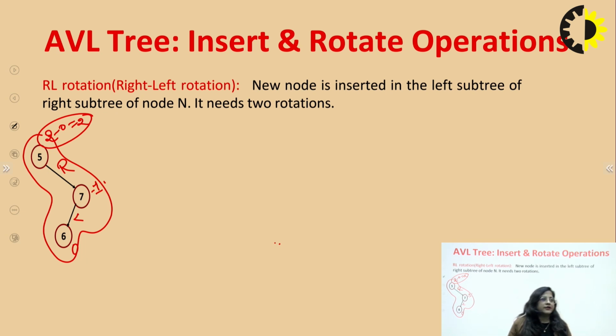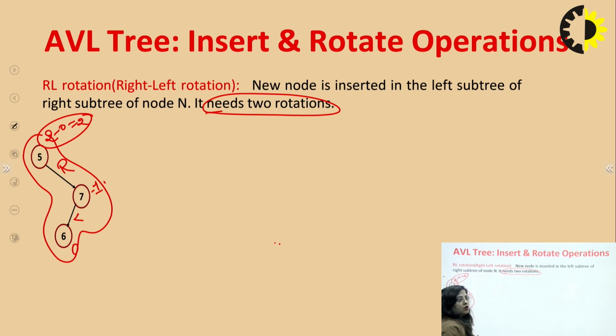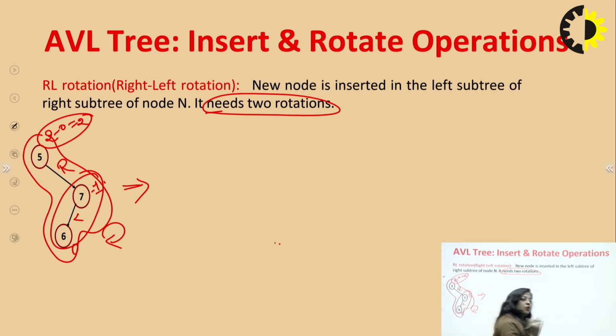So RL rotation is required. Firstly, we need two rotations in this RL or LR rotation. Got it? According to this RL or LR rotation, it is converted firstly into an RR rotation. Firstly this portion is rotated in the clockwise direction. After that it becomes an RR rotation, then again rotate anti-clockwise.